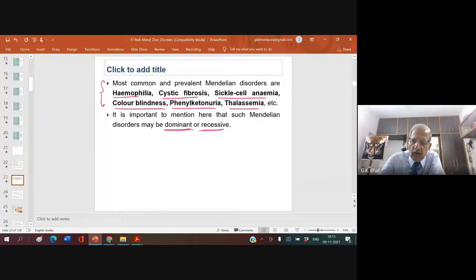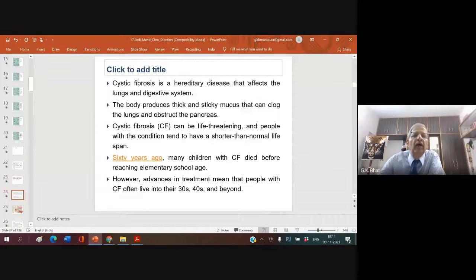Now we shall see here, cystic fibrosis is a hereditary disease. Just take this screenshot. This is not there in your NCERT book. You must know what cystic fibrosis is. Individuals suffering from cystic fibrosis produce a thick and sticky mucus, and this clogs the lungs and obstructs the pancreas also. And here you have the screenshot of that.